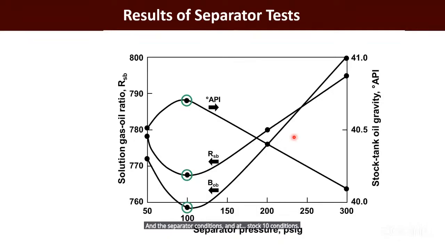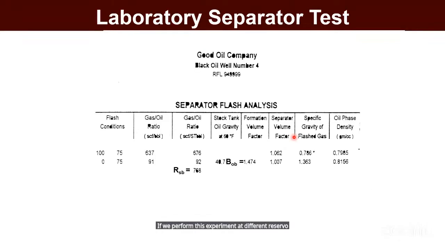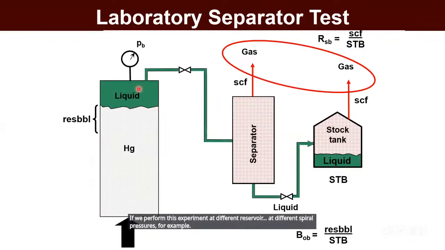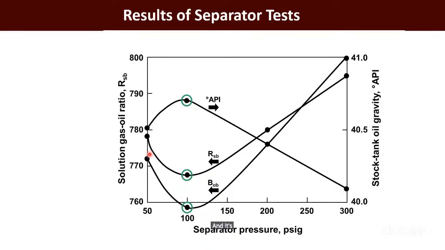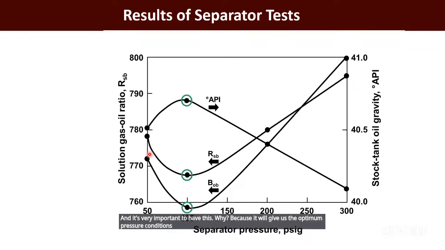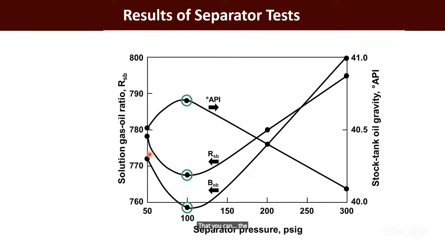If we perform this experiment at different separator pressures, for example, we have a bubble point pressure. We can adjust the separator pressure to be 50 psi, 100 psi, 200 psi, 300 psi. And it's very important to have this. Why? Because it will give us the optimum pressure conditions, the best separation conditions.